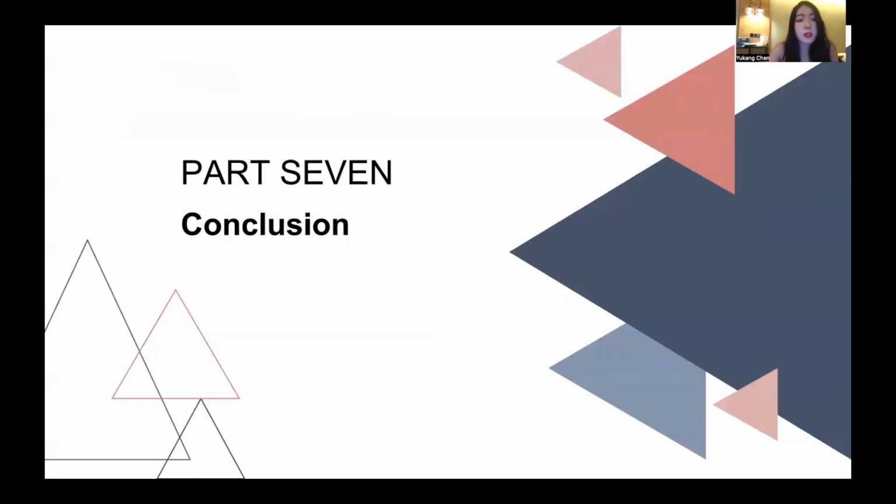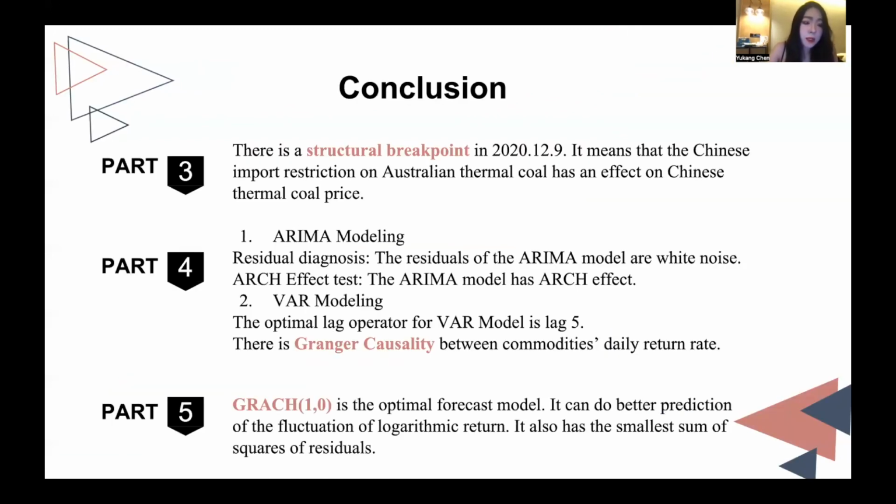The last part is the conclusion. In part 2, we see that there is a structural breakpoint on February 9th, 2020, which means that the Chinese import restriction on Australian thermal coal has had an effect on the Chinese thermal coal price. In part 3, firstly, we studied ARIMA modeling. According to the residual diagnosis, the residuals of the ARIMA model are white noise. Although, through the ARCH effect test, we find that the ARIMA model has an ARCH effect, which refers to heteroscedasticity.